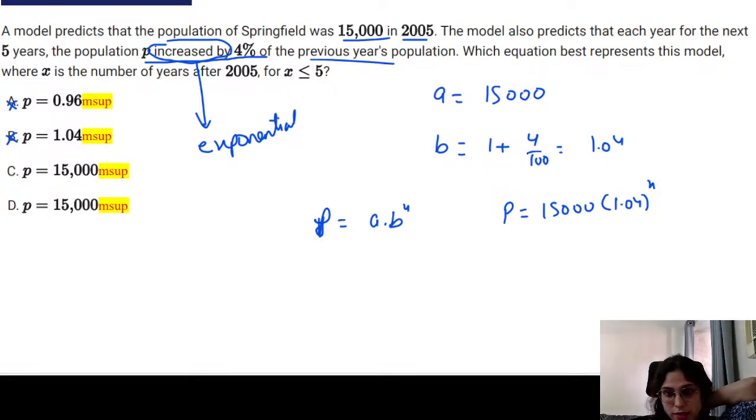So how do you know it is exponential? If it is doubling, if it is increasing by a certain percentage, if it is decreasing by a certain percentage, in all those cases, you know this is going to be exponential.